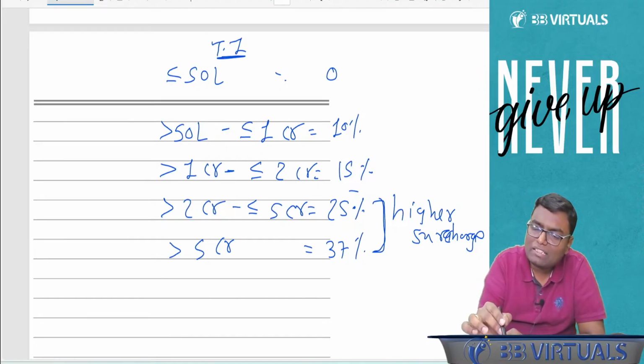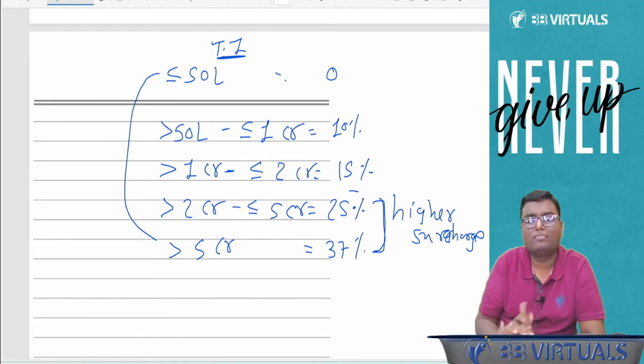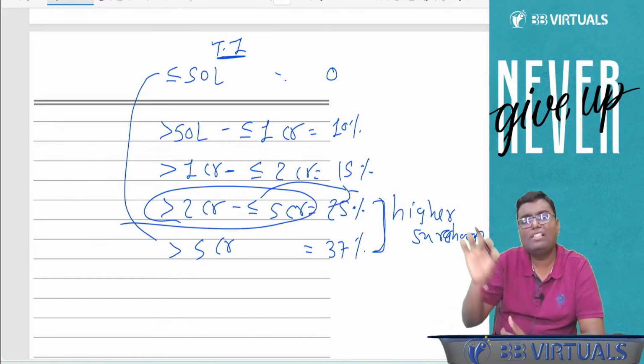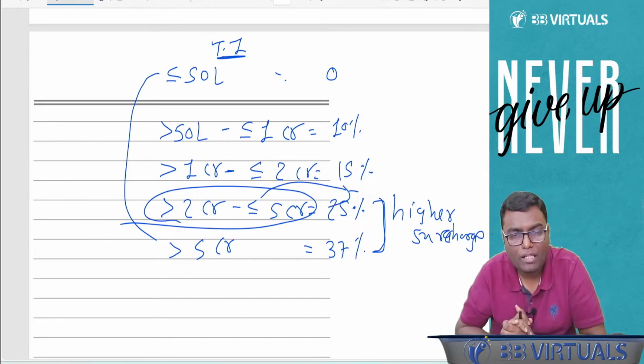Tell me whether this surcharge is slab rate or fixed. Obviously, flat rate. Means first you have to see under which category your income falls into. Let's say my income is 2.5 crore. So can I say it is covered under this particular point? So against that, what is the rate of surcharge? 25%. I will directly apply 25%.